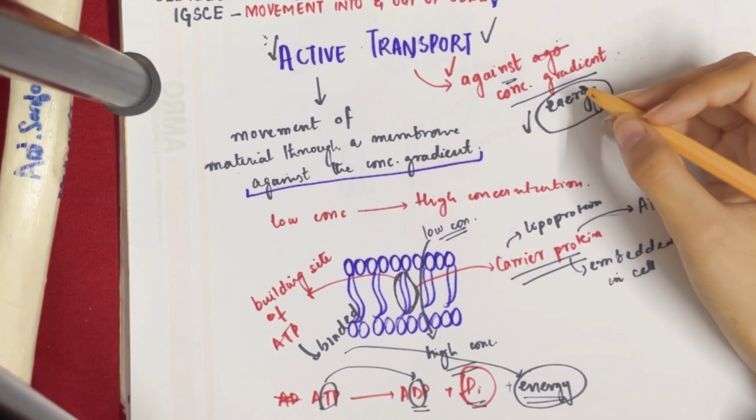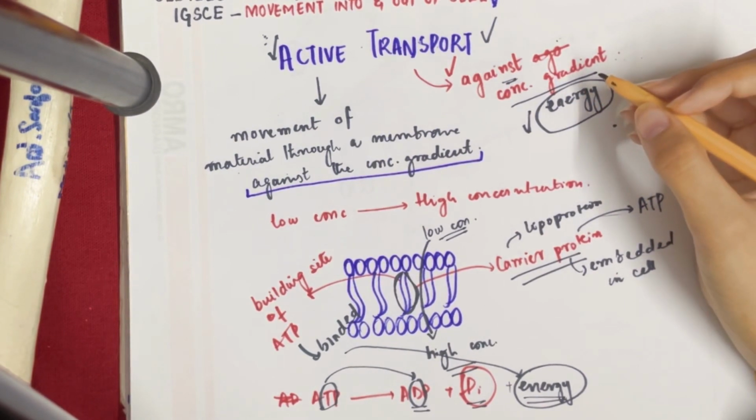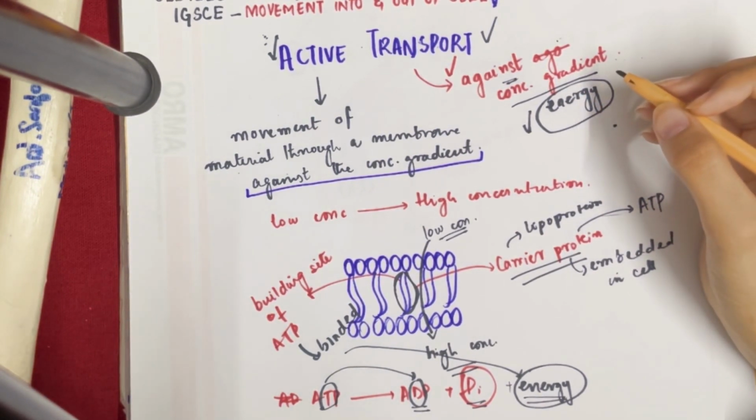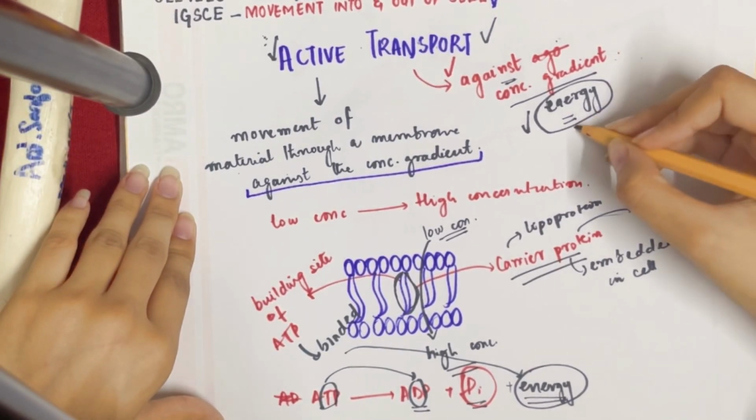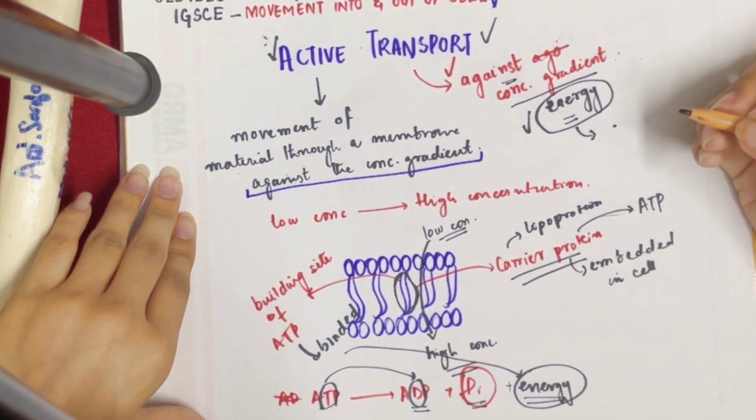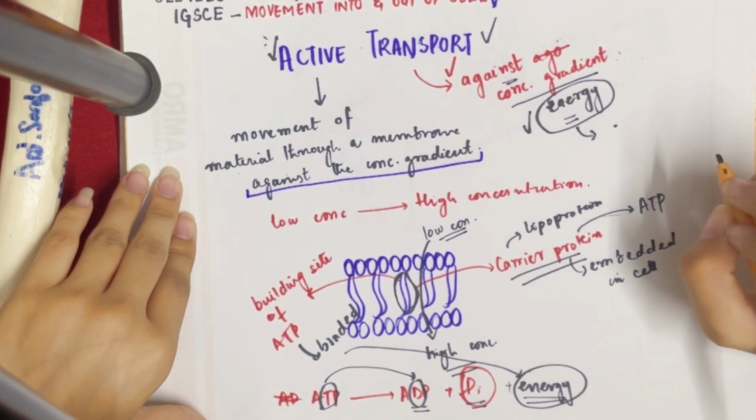Against the concentration gradient means that it moves from the region of lower concentration to the region of higher concentration, and it requires energy. Now, how does this process make the energy, and where does active transport get the energy from? This is what we are going to learn.